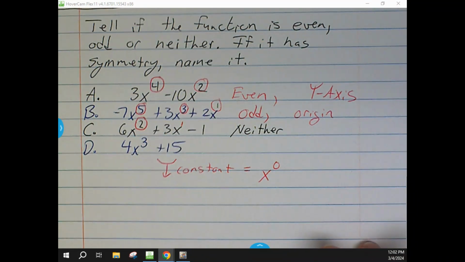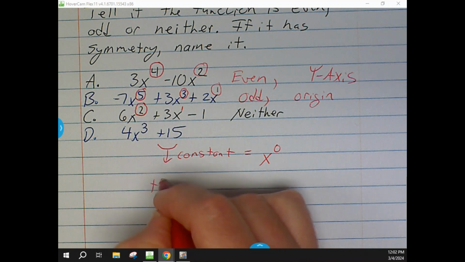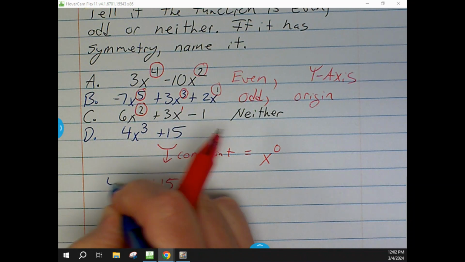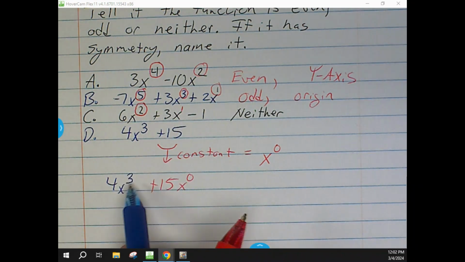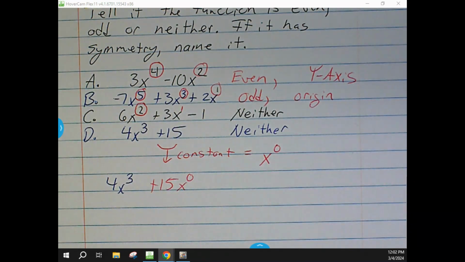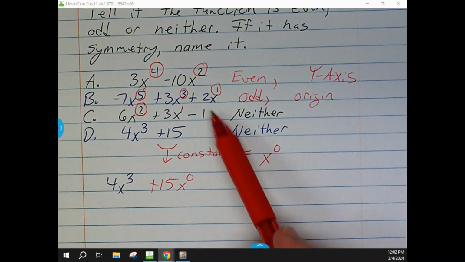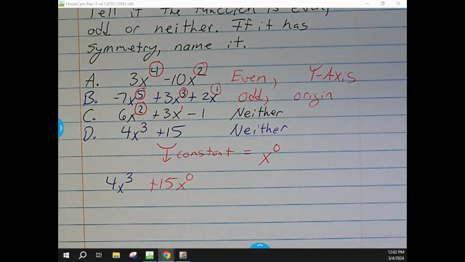So technically on this one, and this is where again, just that little detail you got to be careful of, when you've got 15 there, it's technically 15 and it's x to the 0 power. So really it's 4x to the third plus 15x to the 0. You've got one that's odd, one that's even. So that one also would be neither. Okay, so back up here, technically this one would have been 1x to the 0 power. So this one also would have a 0 power there, but we didn't have to worry about it because we already had the even and odd here for this one.